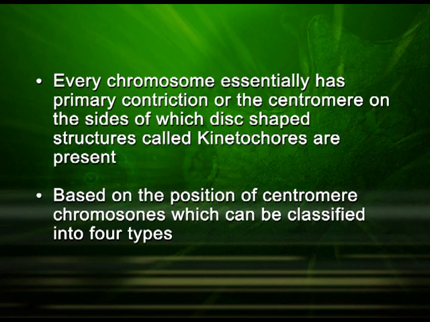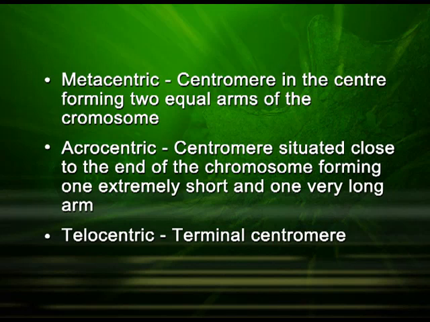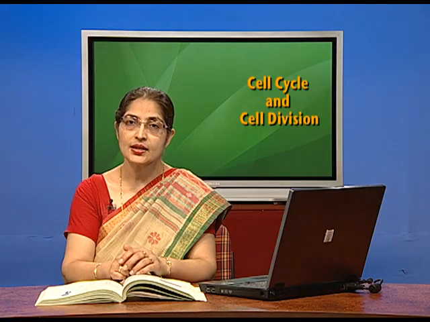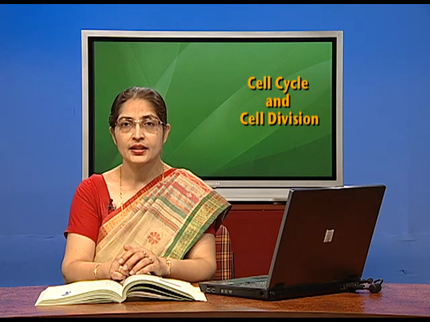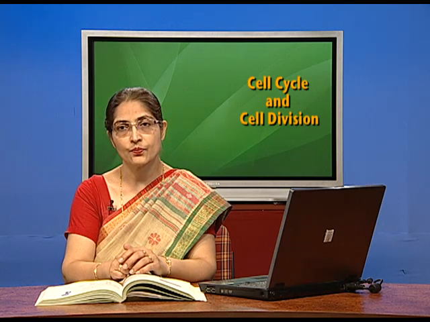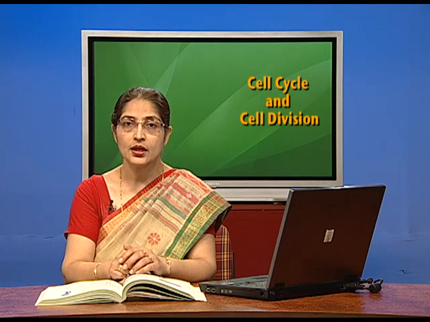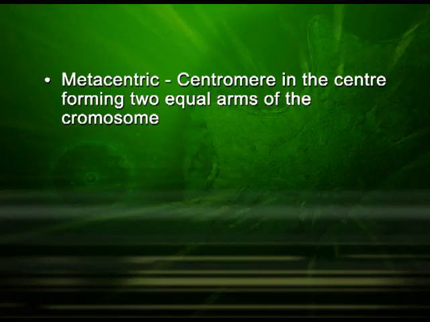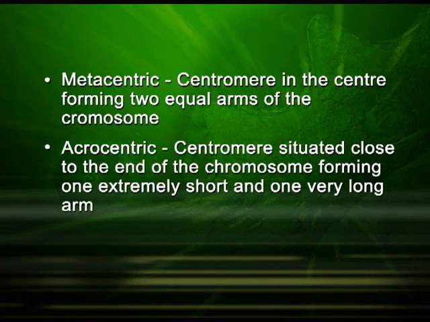Based on the position of the centromere, chromosomes can be classified into 4 types. These are: first, the metacentric chromosome. In the metacentric chromosome, the centromere is in the center, forming 2 equal arms of the chromosome. Second, the submetacentric chromosome. In this, the centromere is nearer to one end of the chromosome, resulting in one shorter and one longer arm.